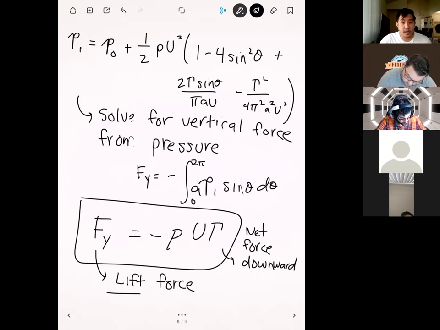Okay, any questions on this? So the math details are not that important. That's why I skipped over it. But what's important is that I want you guys to know that if you do add some rotation, you can basically generate a force in the flow.